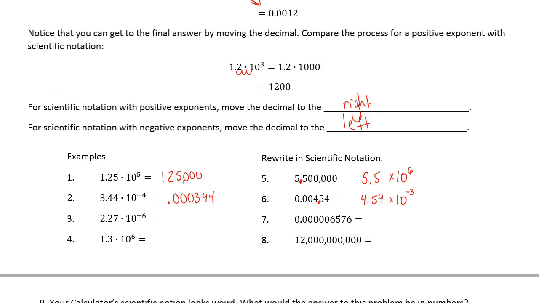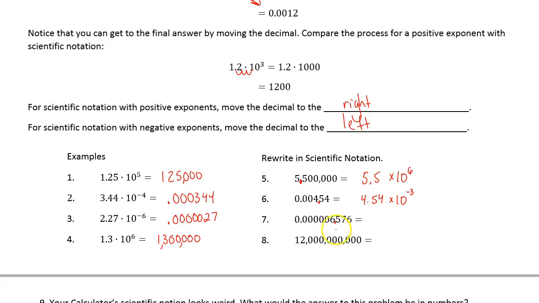With number 3, we have 2.27 times 10 to the negative 6. So what we're going to do is we're going to move the decimal to the left 6 places. So we would get 0.00000227 would be your answer. Or 1.3 times 10 to the 6, we're going to move it to the right 6 places to get 1,300,000. So now let's check to see how you did on the other one.